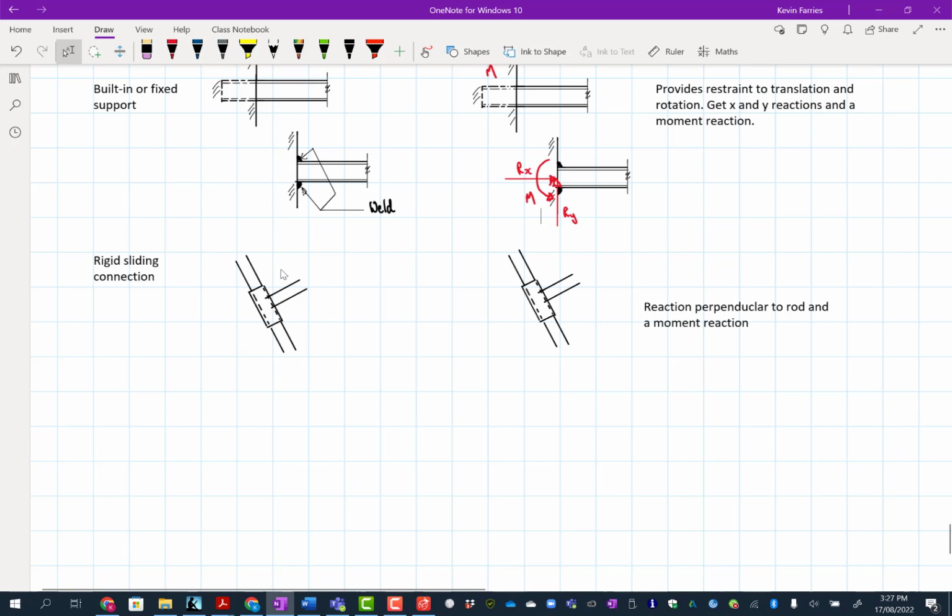Now, there's more of these, so you can always go on, look in the textbooks or whatever to look at different ones. But by the time you get to about this point, you should be able to figure out what the reactions would be. So what reactions you get for it.